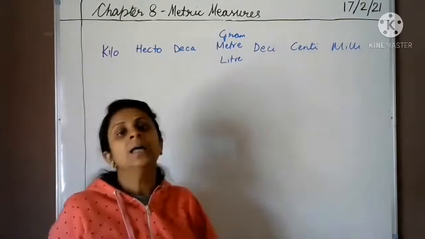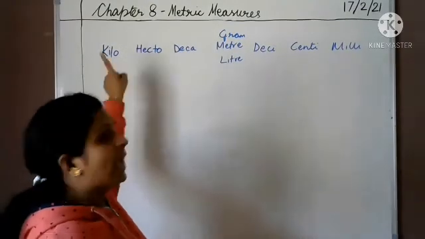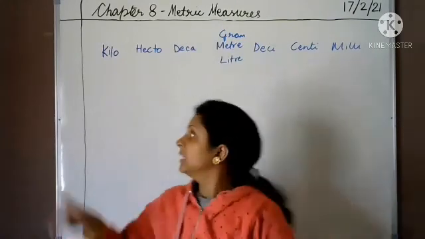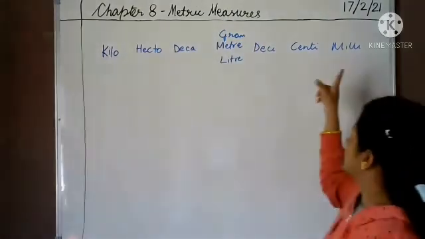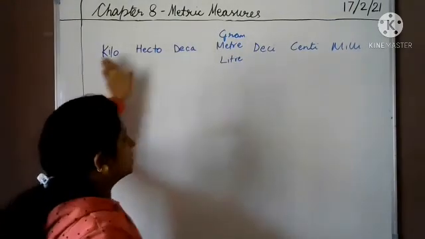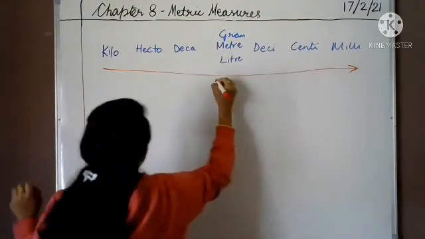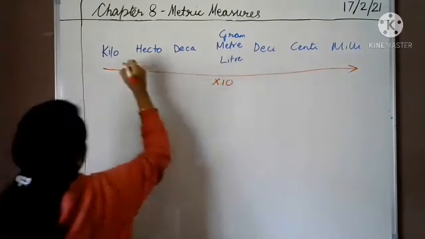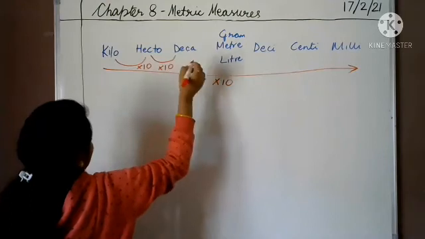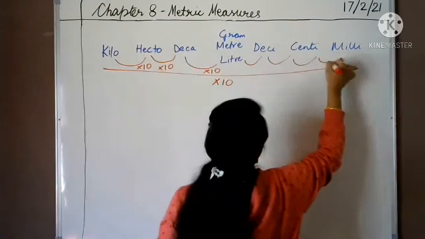So which is the highest unit? Kilo सबसे बड़ा unit है, and which is the smallest unit? Milli is the smallest unit. This is the highest unit and this is the lowest unit. So जब भी हम highest unit से lowest unit की तरफ जाएंगे, we will always multiply by 10. यानी अगर हम यहाँ आएंगे तो multiply by 10, यहाँ से यहाँ आएंगे multiply by 10, यहाँ से यहाँ again multiply by 10. So we will be moving like this.